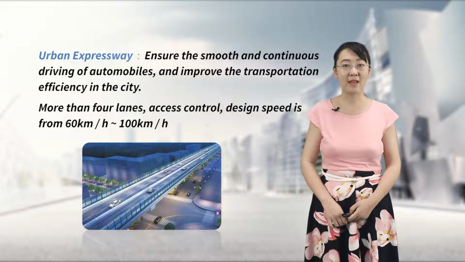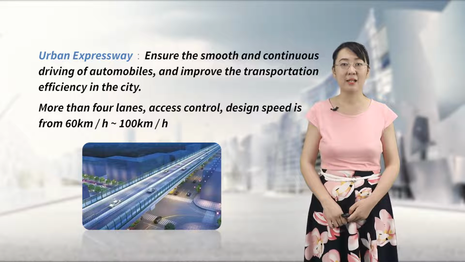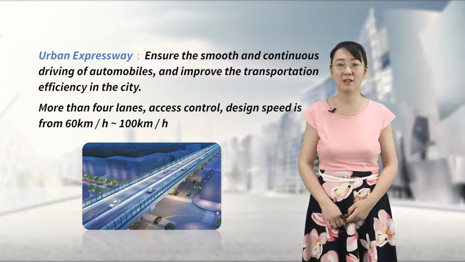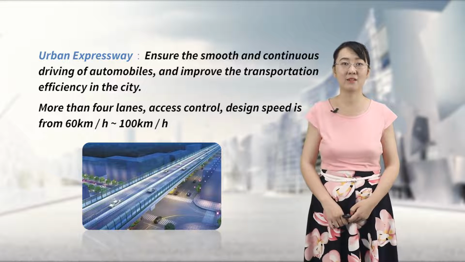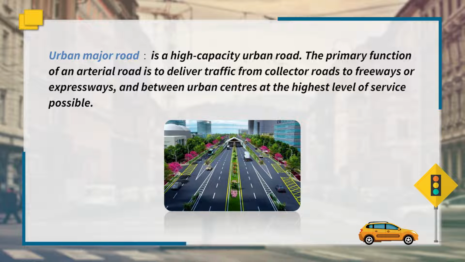More than 4 lanes, full access controlled. Design speed is from 60 kilometers to 100 kilometers per hour. Urban arterial road is a high-capacity urban road. The primary function is to deliver traffic from sub-arterial to urban expressway at the highest level of service.